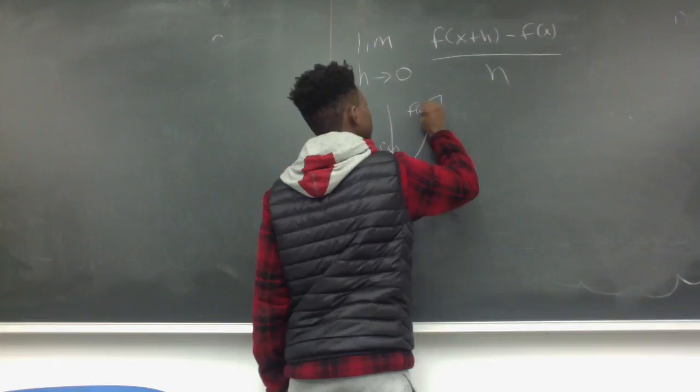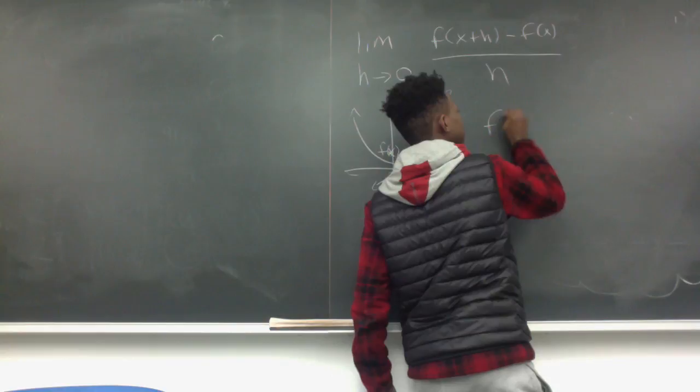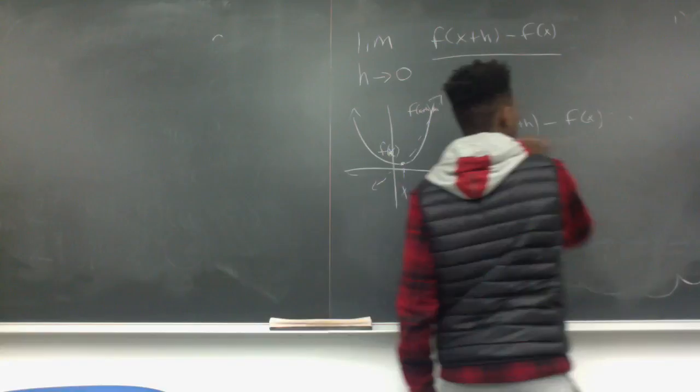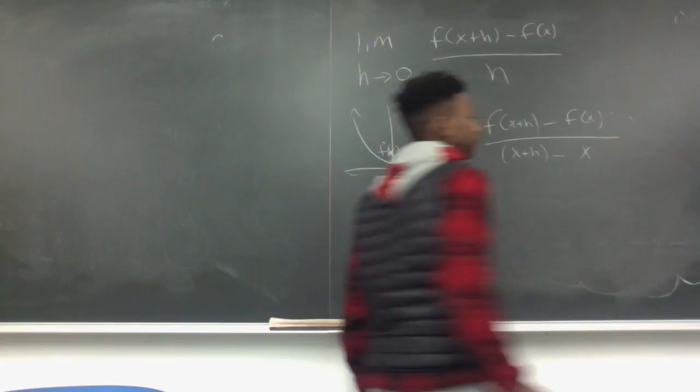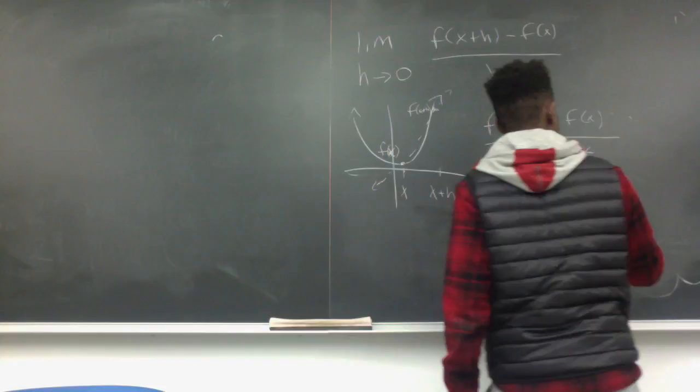So to find the slope between these two points, which is the slope of the secant line, we have f of x plus h minus f of x over x plus h minus x. Here, you can simplify this further because these x's cancel out. Thus, we get f of x plus h minus f of x over h.